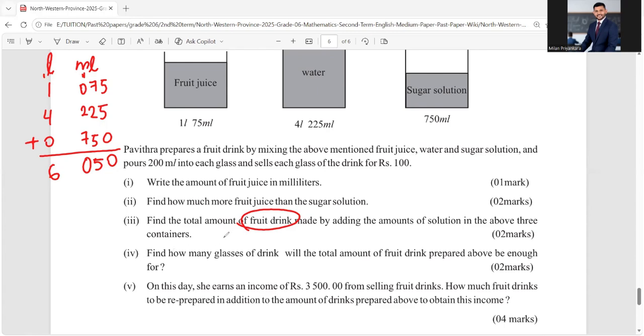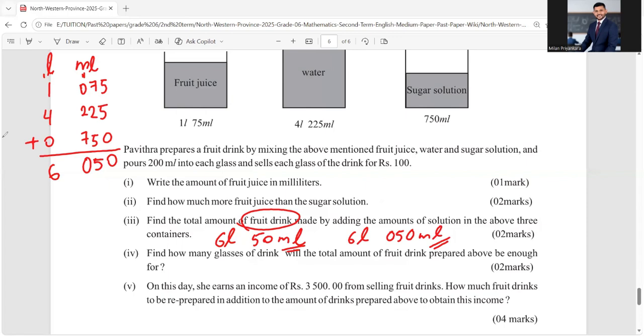Okay, then this is going to be 6 liters, 50 milliliters, right? Even if you write like this, it is not wrong. It is okay. If you write like this, it's still right. Okay. But you can write one of these.